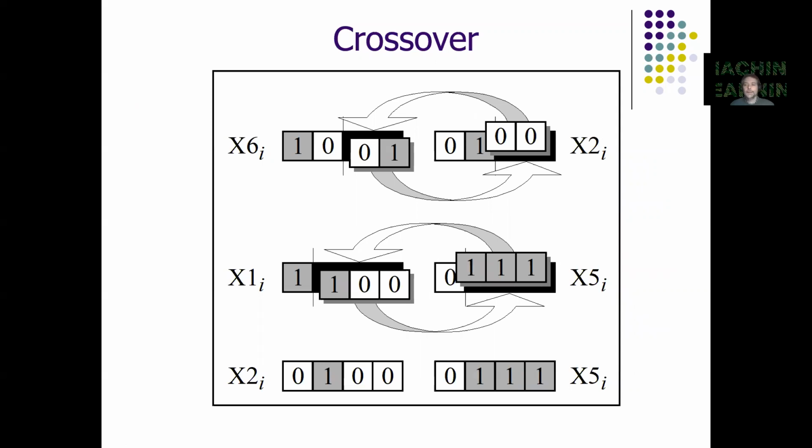So I have some graphs here to illustrate the process. You have 2 chromosomes, X6 and X2, and you apply crossover after the second bit, and you exchange to produce offspring, X1 and X5. You apply crossover after the first bit, and you exchange. And you can see here some examples of offspring that you can produce.